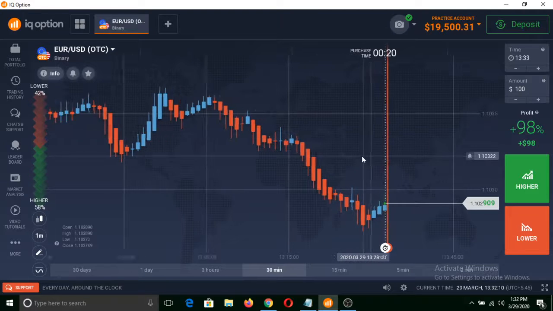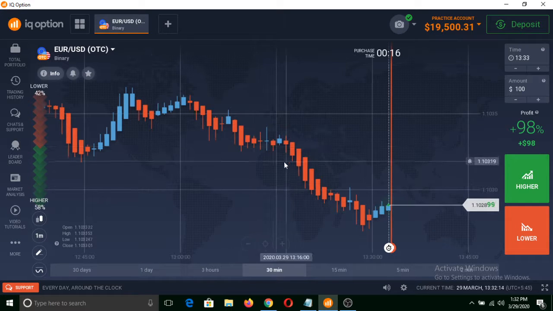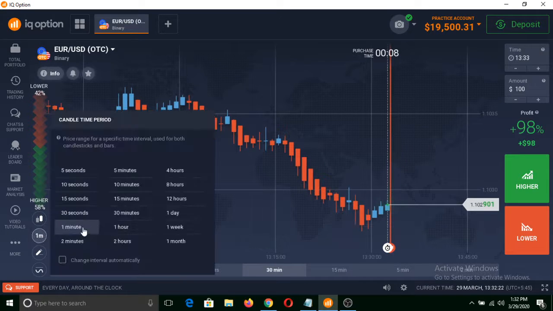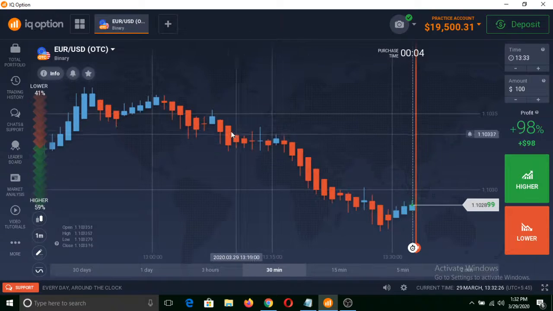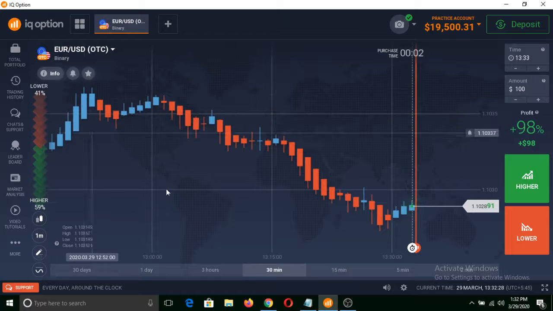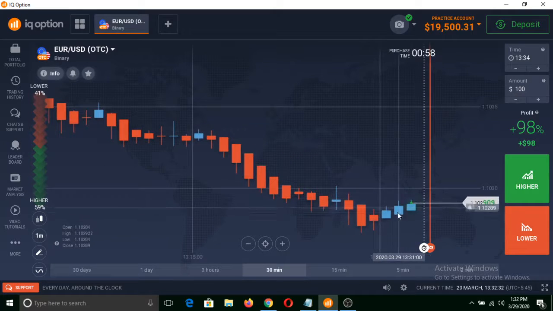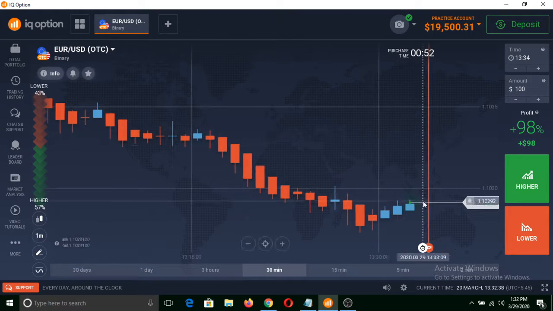So in order to invest online, one more thing, you need to select a time period of the candle of 1 minute. When you select a 1 minute candle time period, that means each candle that you are seeing is formed in 1 minute. So this will form in 1 minute, this has formed in 1 minute, and this has formed in 1 minute.